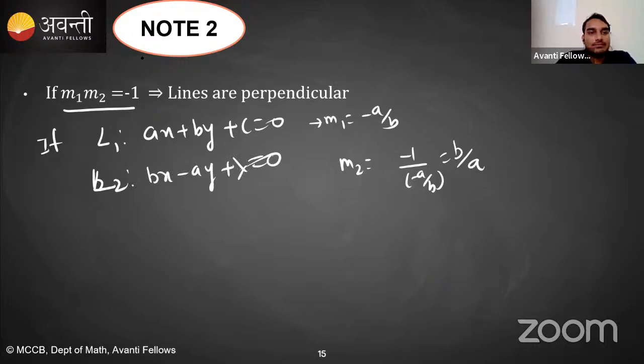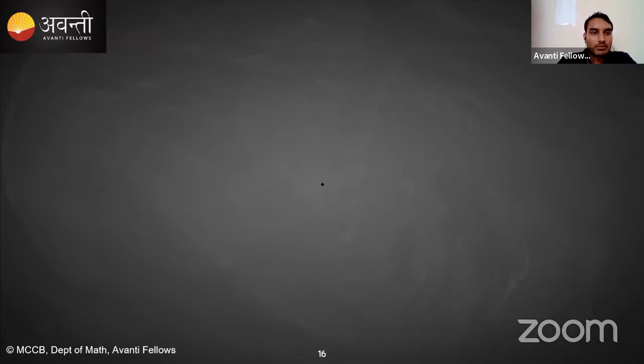Is this clear, students? These two things we have talked about in the last class, right? If the lines are parallel, if the slope is equal, then lines are parallel. If the lines are perpendicular, if the product of slopes M1, M2 is minus 1, then the lines are perpendicular. So these two things we have talked about.